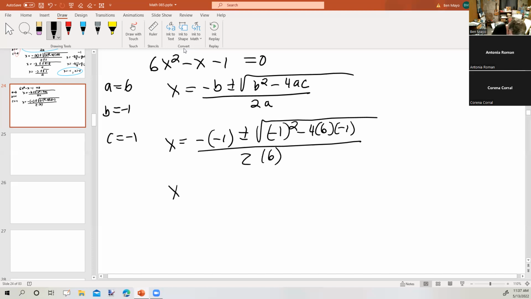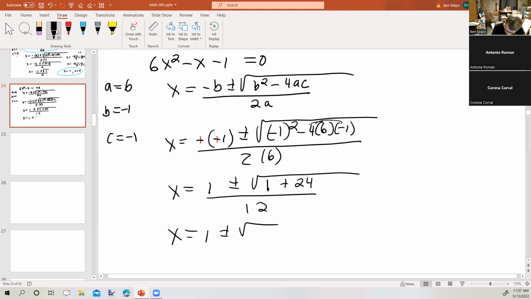Simplifying, x equals, subtracting a negative is like adding a positive. So we get 1 plus or minus the square root of -1, the quantity squared, would be a +1. And then minus 4 times 6 times -1 would all become plus 24, all over 2 times 6 is 12. X equals 1 plus or minus the square root of 1 plus 24 is 25 all over 12. X equals 1 plus or minus the square root of 25 is 5 all over 12.